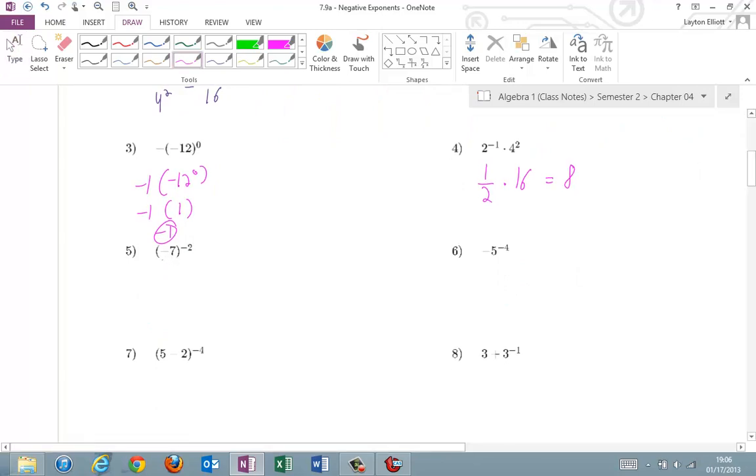Negative 7 to the negative 2, your base is negative 7, so we're going to flip and make that 1 over negative 7 to the second power. That's the same thing as 1 over 49.